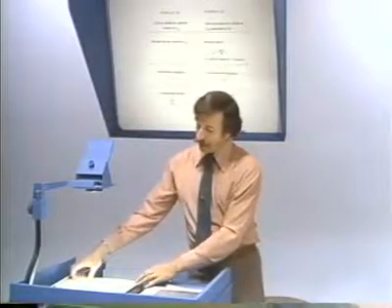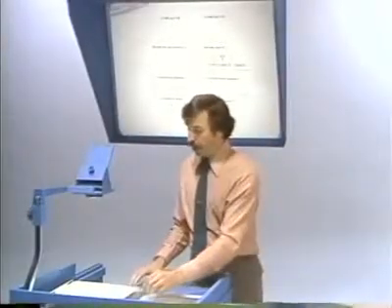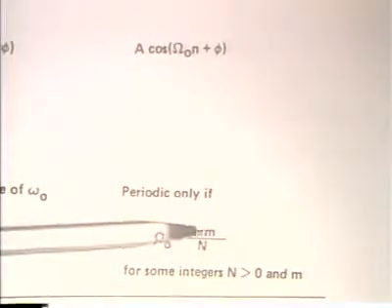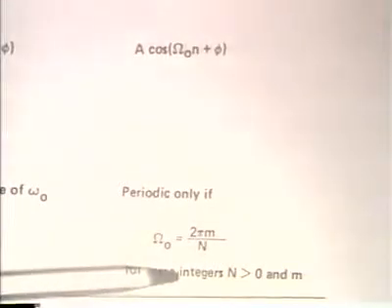We've also seen that for a continuous time signal, the sinusoid is always periodic, whereas the discrete time signal is not necessarily. In particular, for the continuous time case, if we have a general expression for the sinusoidal signal that I've indicated here, that's periodic for any choice of omega 0. Whereas in the discrete time case, it's periodic only if 2 pi over omega 0 can be multiplied by an integer to get another integer.